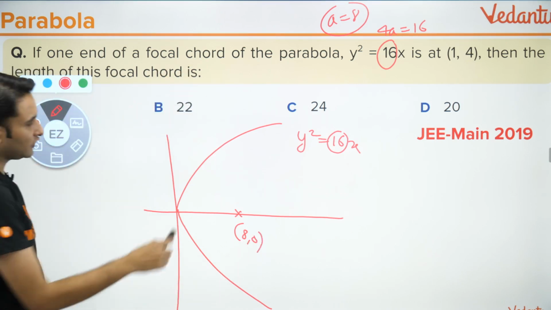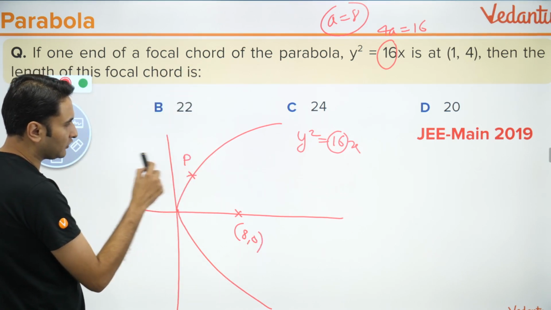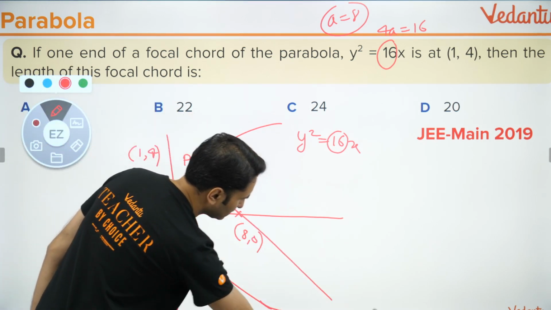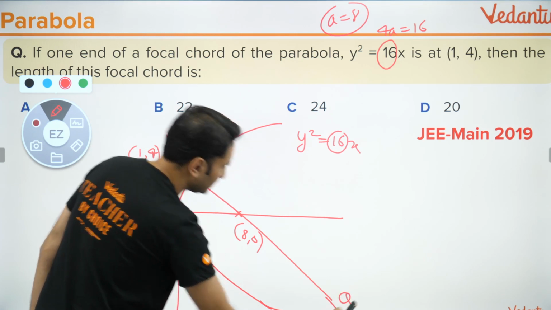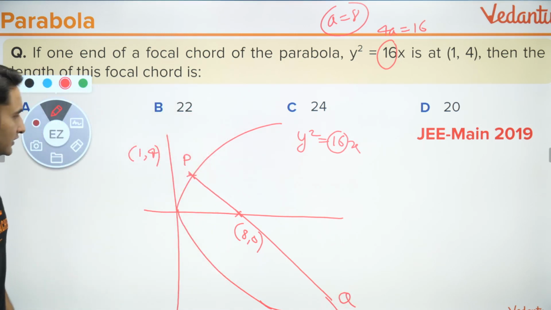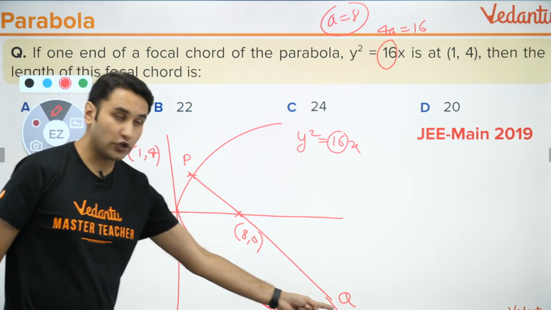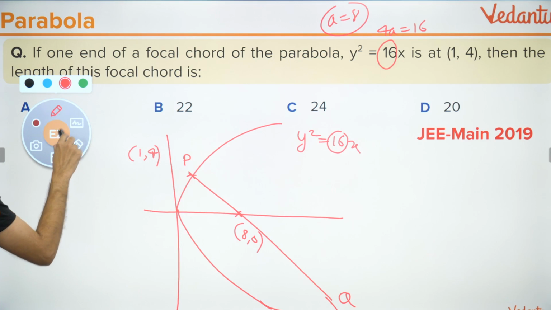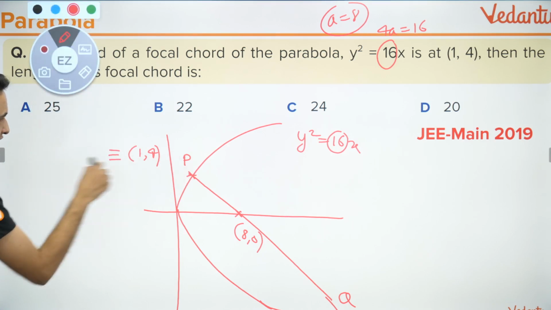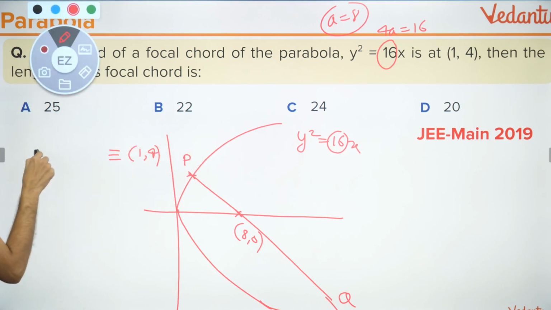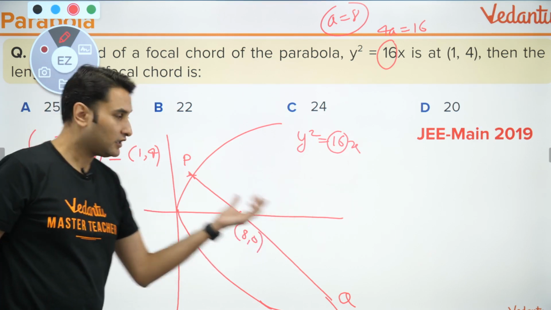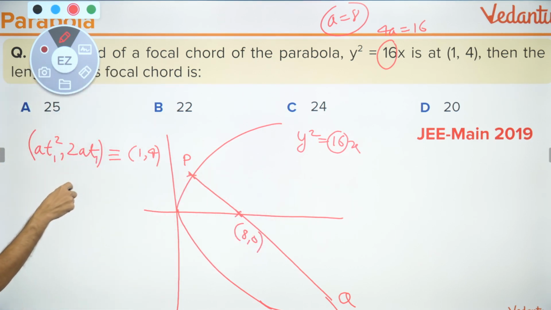The point is (1,4). तो कहीं पे एक पॉइंट है P (1,4). Focal chord. It intersects here. This point is say Q. Right? So if this is (1,4), can you find out Q? कैसे करोगे बच्चों? इसका t कितना है? Can I write this point as (at square, 2at)? लिख सकता हूँ? Any point on the parabola? What is t?